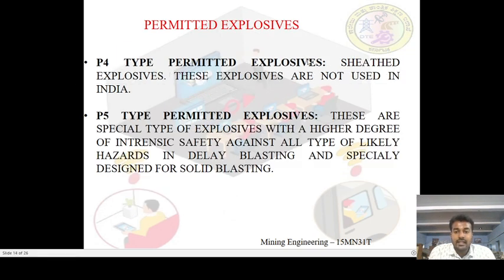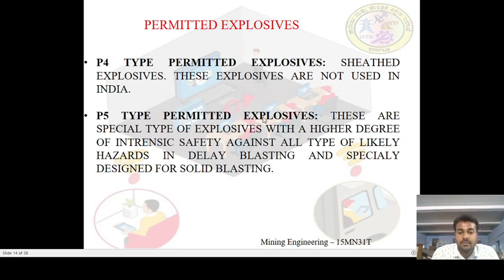P4 type permitted explosives. These are sheathed explosives. These explosives are not used in India. P4 types of explosives are used for solid blasting, or for special purposes, giving more safety to the blasting. Such special purpose explosives are not used in India at present.